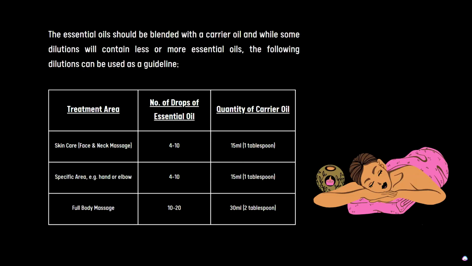The essential oil should be blended with the carrier oil, and while some dilutions will contain less or more essential oils, the following dilutions can be used as a guideline. Treatment area. For skincare, face and neck massage, add 4 to 10 drops of essential oil to 15 ml or 1 tablespoon of carrier oil. For a specific area, your hand or elbow, use 4 to 10 drops of essential oil in 15 ml or 1 tablespoon of carrier oil. And for a full body massage, add 10 to 20 drops of essential oil to 30 ml or 2 tablespoons of carrier oil.